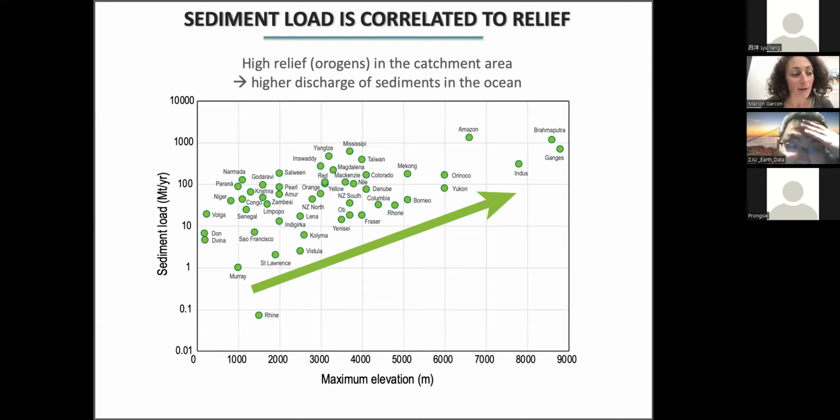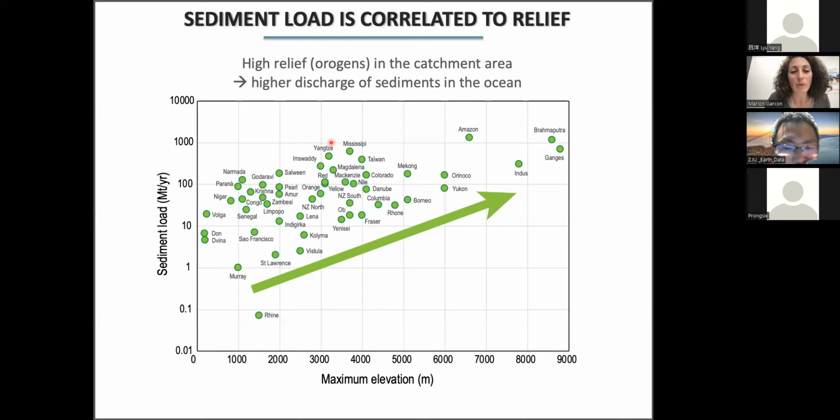The maximum elevation or the topography is not the only parameter that influences the sediment load. You have also, for example, climate, the rainfall. I think this is the second one. And then you have other parameters. There is also, of course, the drainage area that plays into this correlation. So I think most of the noise here is due to that.